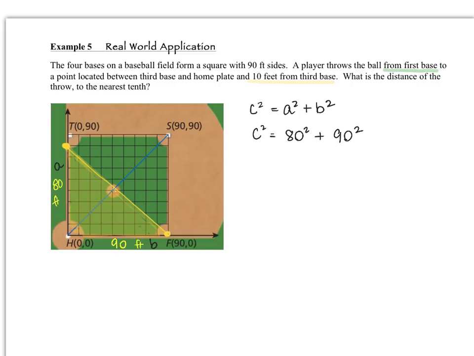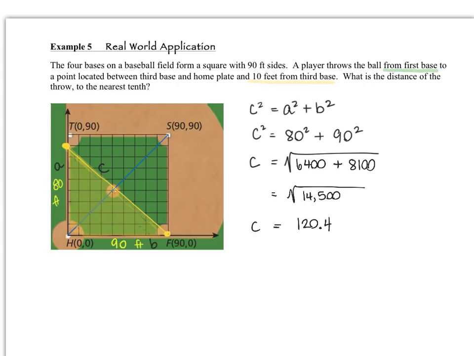And remember, eventually we're going to want to square root both sides because we're interested in the distance of the hypotenuse, or the real-world version is how far the ball was thrown, not the square of how far the ball was thrown. So we continue on with our calculation. We end up needing to find the square root of 14,500, and that is going to give us, when we plug it into our calculator, to the nearest tenth of 120.4 feet, and that's how far the ball was thrown.